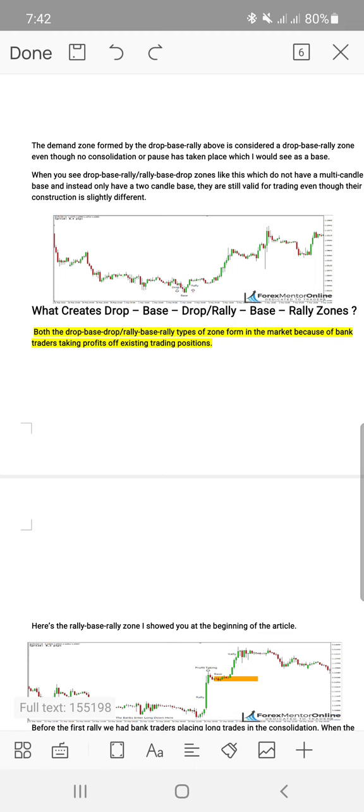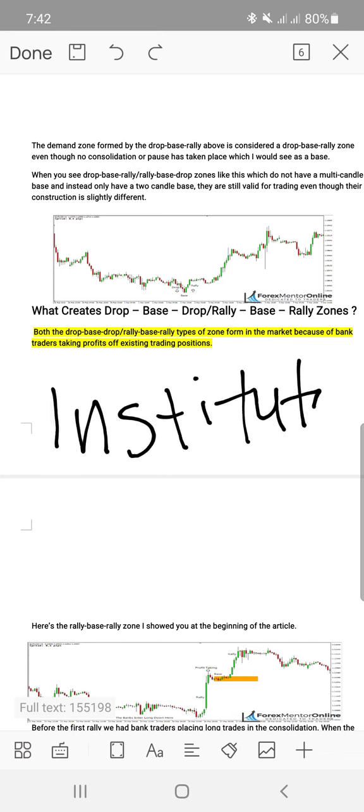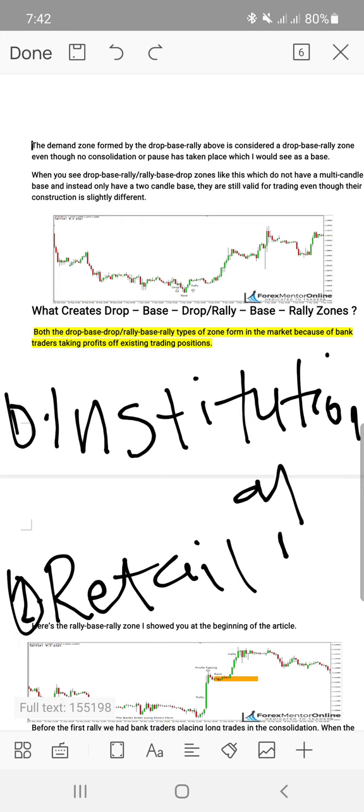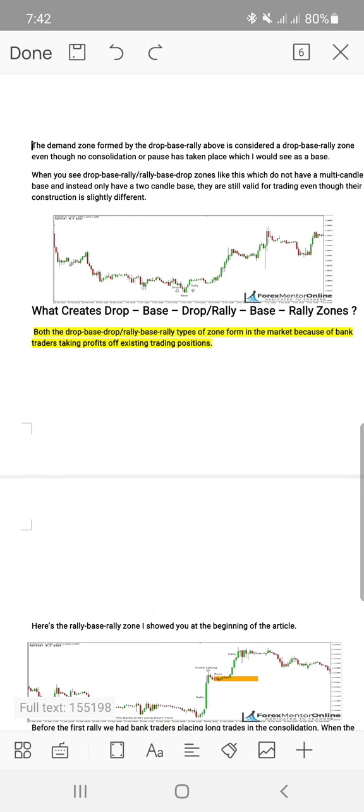Before I explain that, we have two types of traders. We have the institutional traders, and we have retail traders. One, institutional. Two, retail traders. When we talk about the institutional traders, we are talking about big banks.